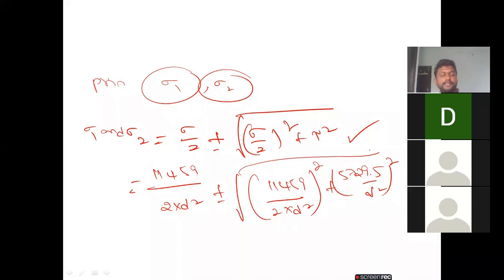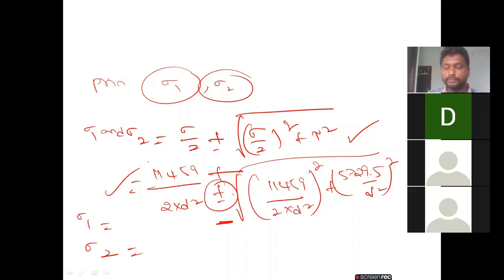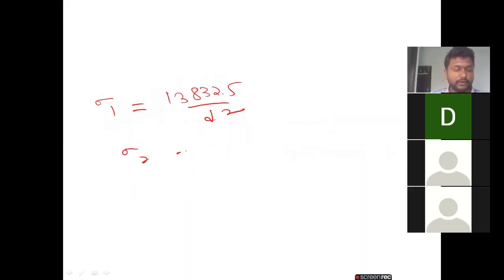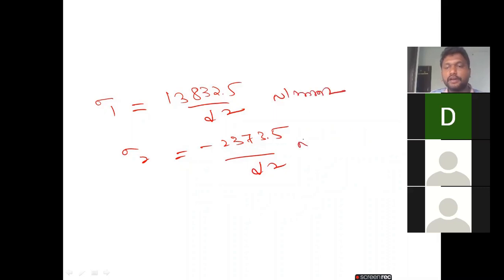So my dear students, now calculate this one. Sigma 1 is when the condition is plus. Sigma 2 is when the condition is minus. You can calculate this using the calculator at home, but for time saving, I am writing the values. Sigma 1 is 13832.5 by d square. Sigma 2 equals minus 2373.5 by d square Newton per mm square. All of you calculate yourself and you will get these values.